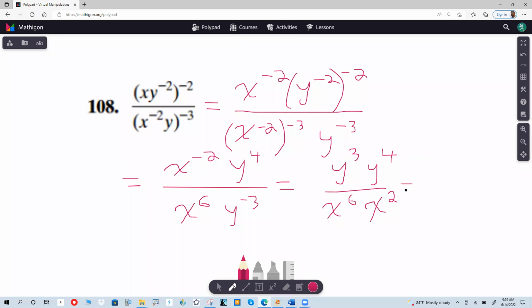We're done. This one is easy. Y to the 3rd times y to the 4th, you add the powers. X to the 6th power times x to the 2nd power, you add the powers. 6 plus 2, not 6 times 2. And that's my answer. Done. Not that bad.